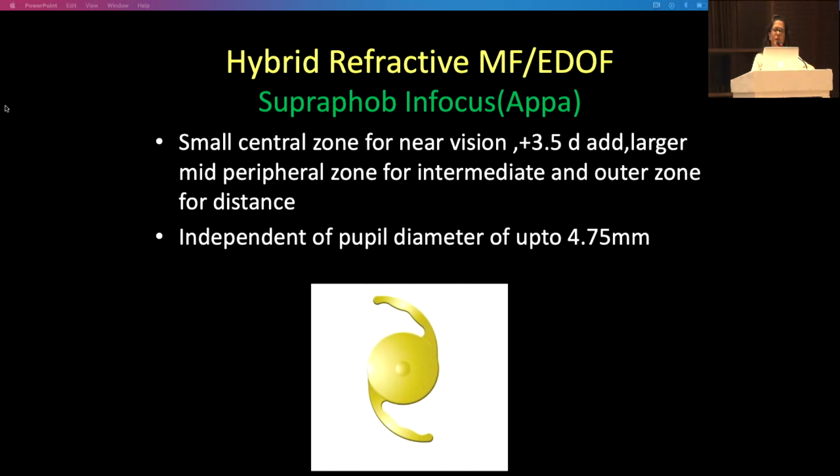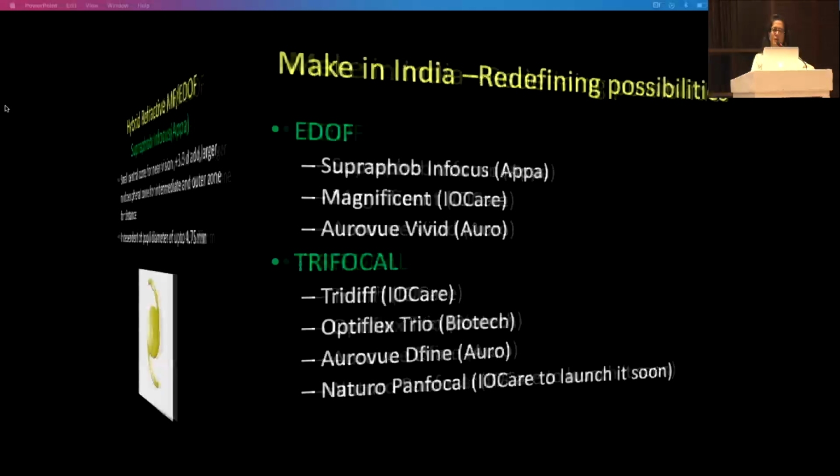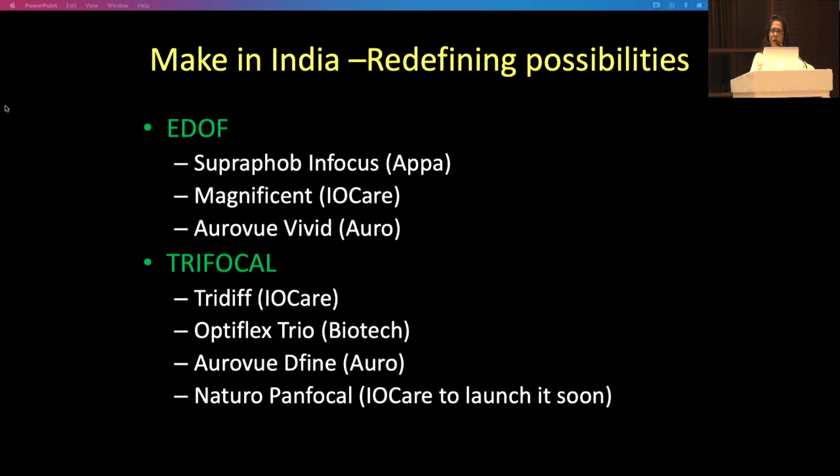And another lens, not to leave behind our Indian companies, is Supraphob Infocus by Appasamy. It has a small central zone for near vision, a plus 3.5 mid peripheral, and an intermediate. Claims to be less dependent on the pupil. So a lot of people till now were confident about only the imported lenses, but recently the Indian market has become very hot, and in peripheral centers or for your patients who cannot afford that kind of cost bracket, these are good lenses. I've personally just used Supra 4 and Magnifend, not much experience. So we look forward to the other speakers sharing their experience, but they are turning out to be good ones.